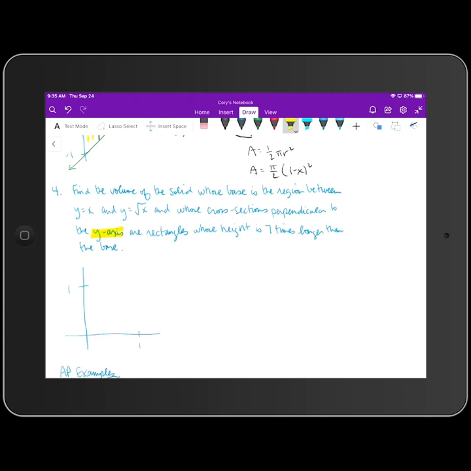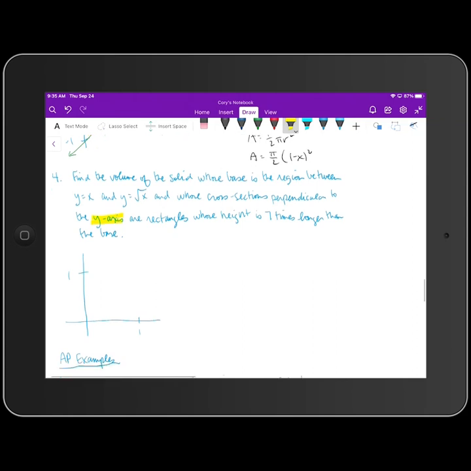Okay. So again, we want to draw ourselves a diagram modeling this. So we have the line y is equal to x, which is going to look like this. And then we have the curve y is equal to rad x, which is going to look like that. And we're going to draw our cross sections perpendicular to the y-axis. Okay, so my cross section is going to be that segment there in red.